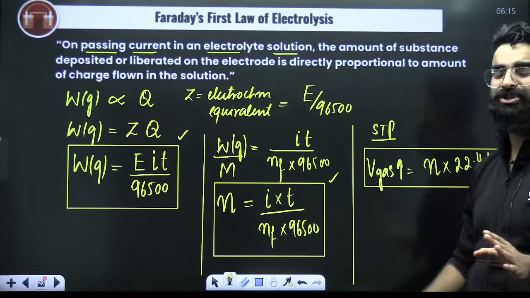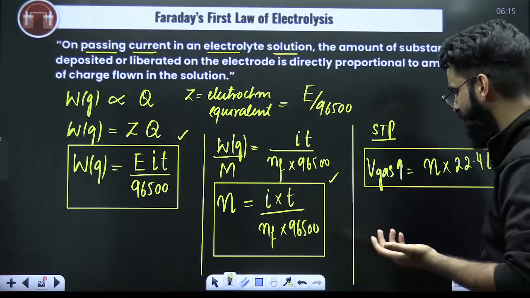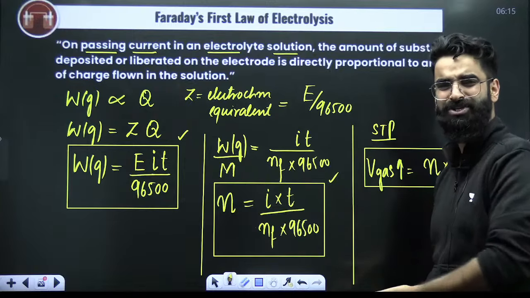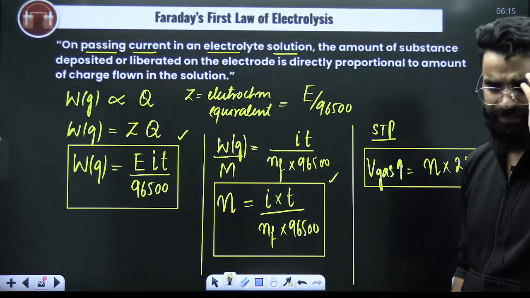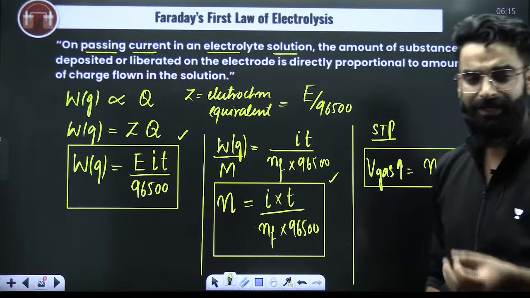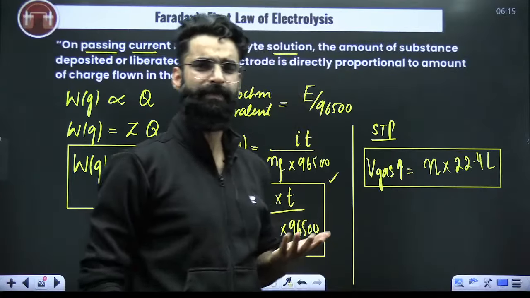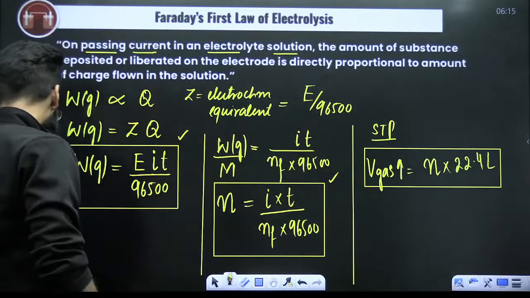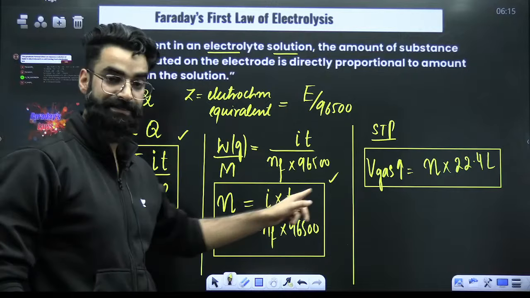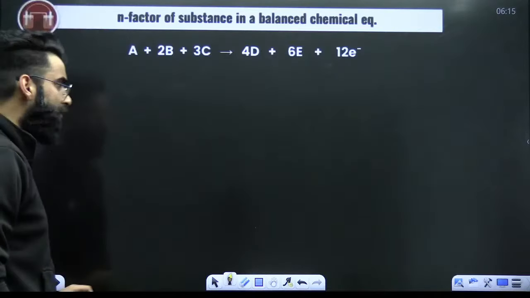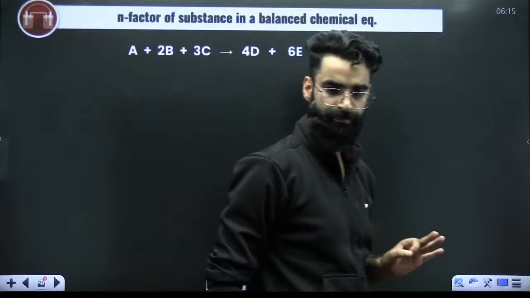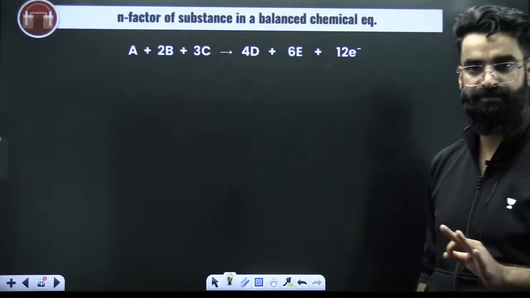If they do not mention STP, then in the question, they'll give the pressure and the temperature. Then you'll be using the ideal gas equation and calculate the volume of the gas liberated. Right? I'll try to do certain questions with you so that you get familiar with the types of questions which can be asked from these results. Okay? But before that, there is one more simple thing which I would want to discuss with you.